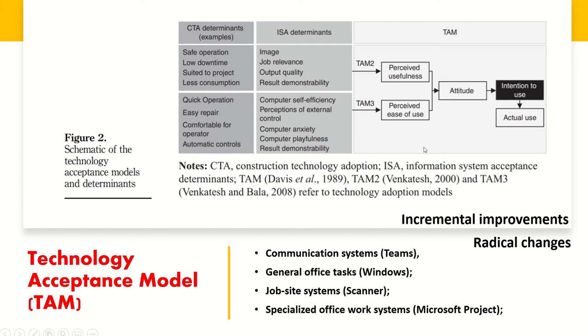Technology refers to tools, machines, and modifications to them that are used to achieve a goal, perform a specific function, or solve a problem. Technology can be categorized into different groups such as communication systems, general office tasks and job site systems, and specialized office work systems.